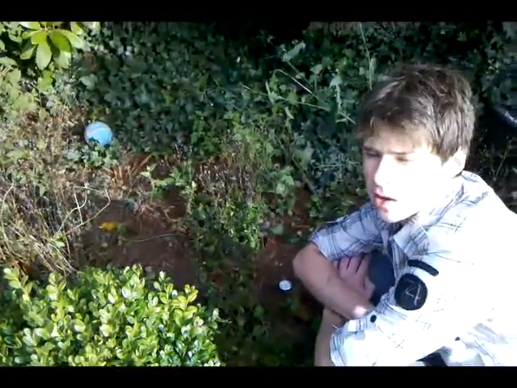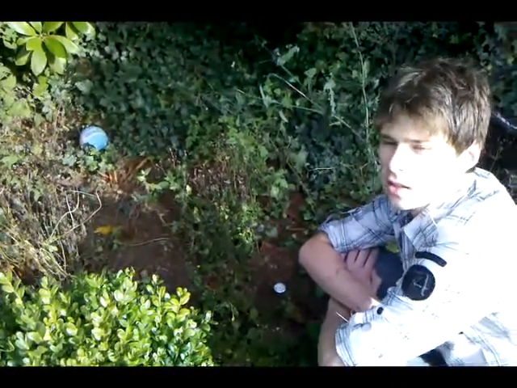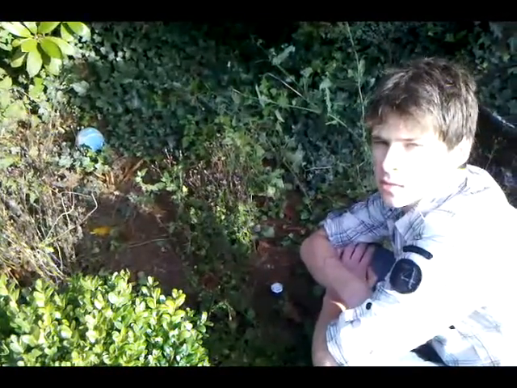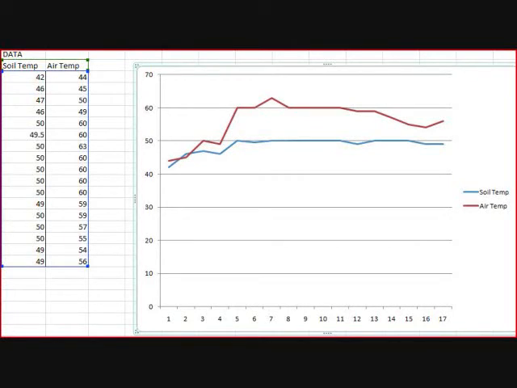It would appear that the dirt is about 42 degrees Fahrenheit, surprisingly close to the temperature that the air is. After many more tests, here's our data. As you can see on the graph here, the horizontal axis marks the trial number and the vertical axis marks the temperature. The soil is the blue line and the red line marks the temperature of the air.